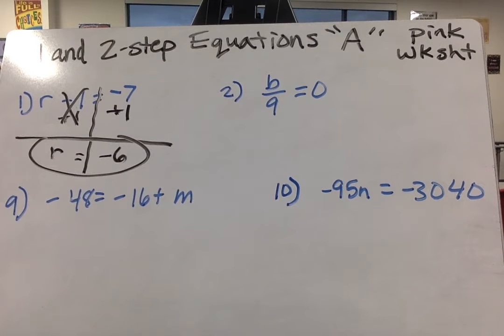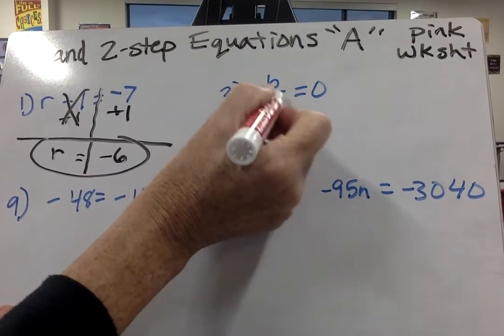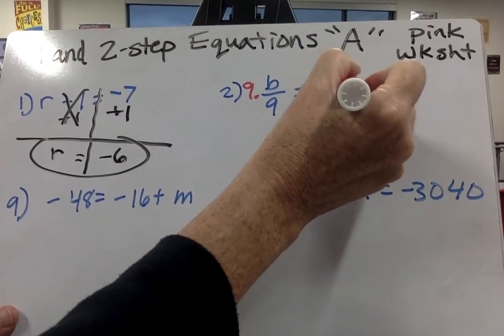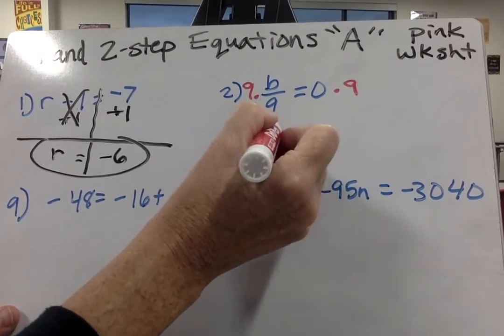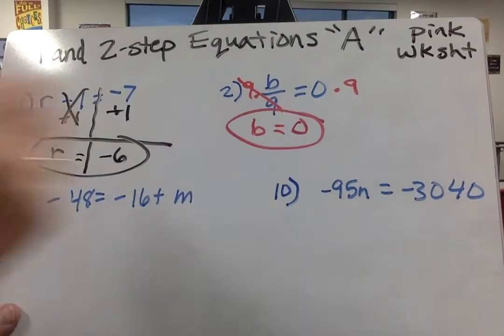Okay. Next, we're going to go on to number 2. b over 9 equals 0. What's going on? Division. So we do the inverse, which is multiplication. We want to multiply by what's on the denominator. So we multiply both sides by 9. That goes away. 0 times 9, 0.